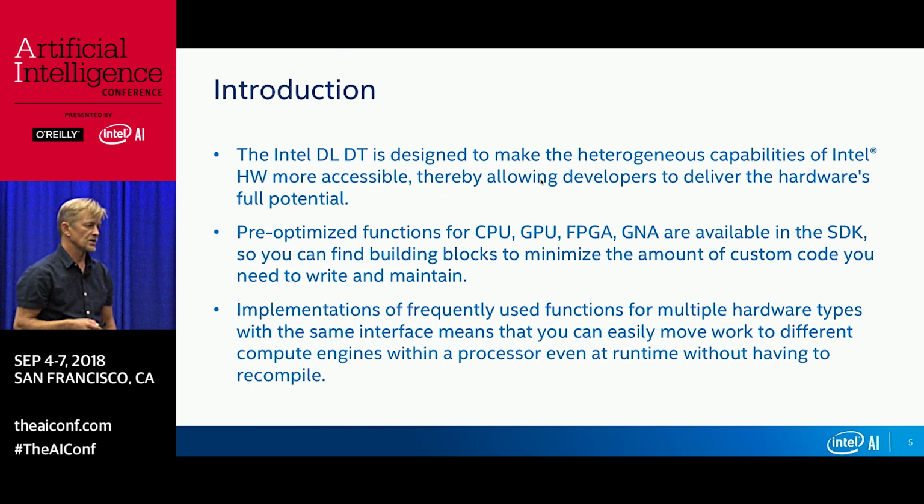To solve all of these questions and some more issues you might have while deploying solutions, we created the Intel Deep Learning Deployment Toolkit, which is a part of Intel OpenVINO. It's designed to make heterogeneous capabilities of Intel hardware more accessible for developers. It has pre-optimized plugins that could be used to run inference on CPU, Gen, FPGA, GNA, and Movidius devices. It implements frequently used types of layers or primitives with best performance in mind.